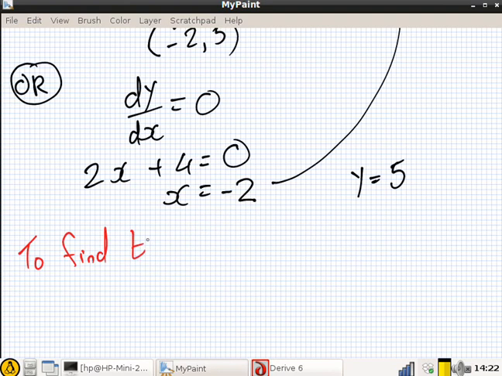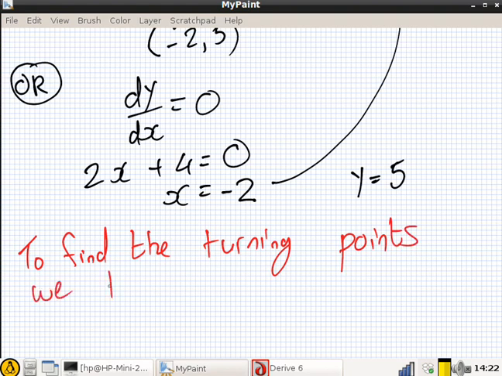To find the turning points, can we just call it tangent? Not quite, because it's not quite tangent. To find the turning points, we need to solve dy dx equals 0.